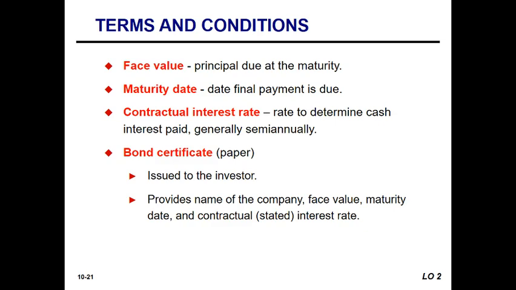Bond certificate or bond paper is what is issued to the investor. It is actually a piece of paper that will provide the name of the company, the face value, the maturity date, and the contractual or stated interest rate. We're going to look at one of those here real quick.